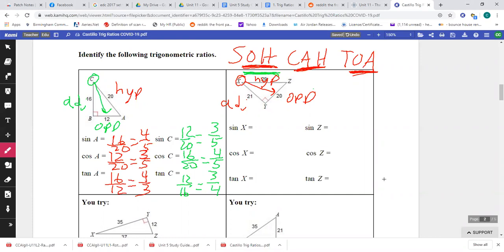So in this question, sine of x is going to be opposite over hypotenuse. So this is going to just be 20 over 29. You can't reduce that, right? Nothing really goes into 29. Cosine of x is, once again, adjacent over hypotenuse. That's 21 over 29. And then tangent of x is opposite over adjacent. And that's 20 over 21.